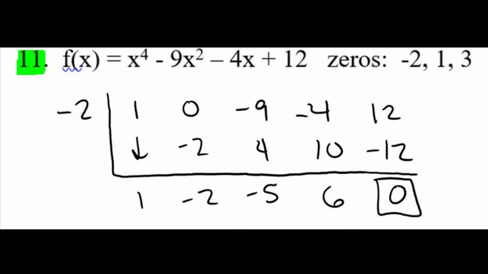On this one we have a 1, a 0, a -9, -4, and a 12. A lot of folks are going to forget to put a 0 there, and that's because I don't have an x cubed. So you need something as a placeholder, and that's why I put a 0 right there. Okay, so I tried -2 first, and it worked. I got a remainder of 0.